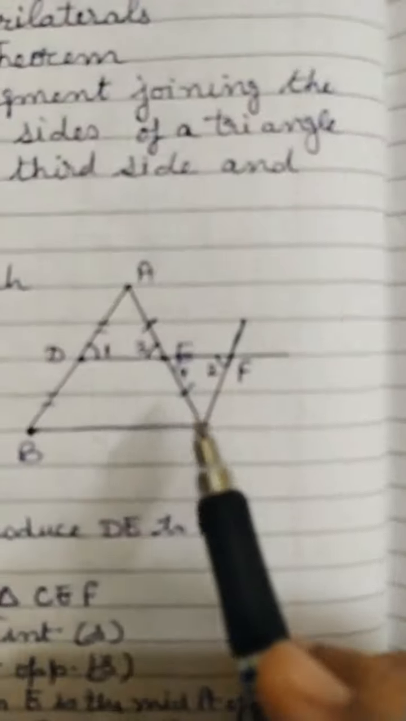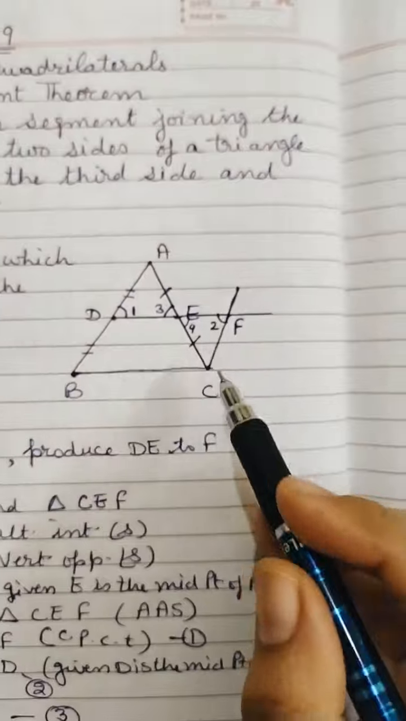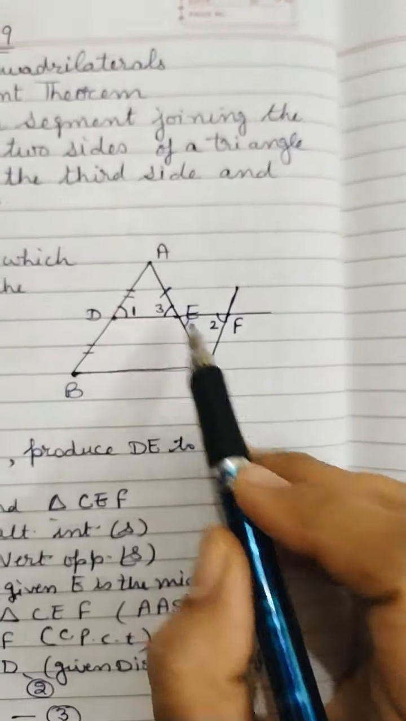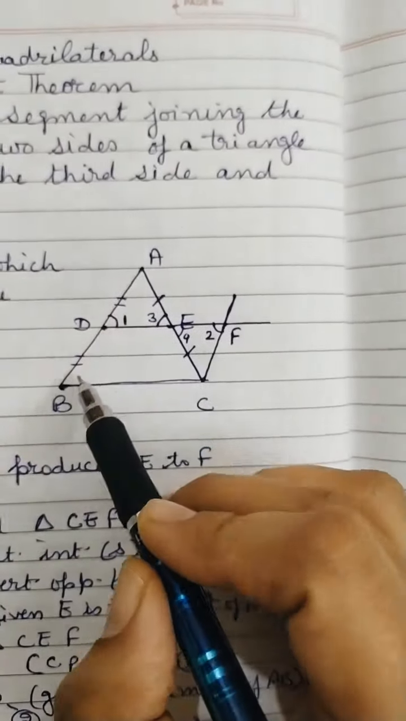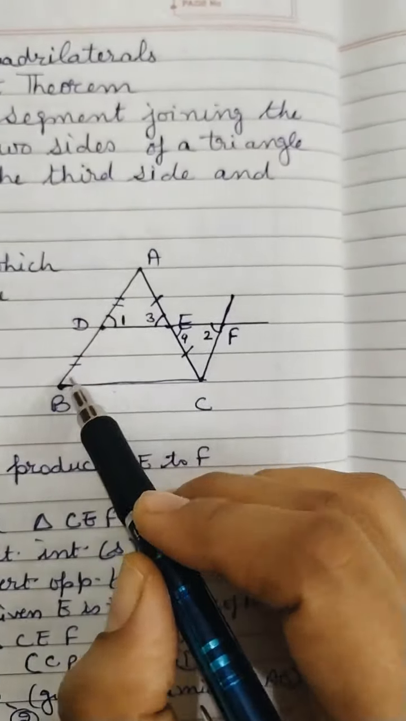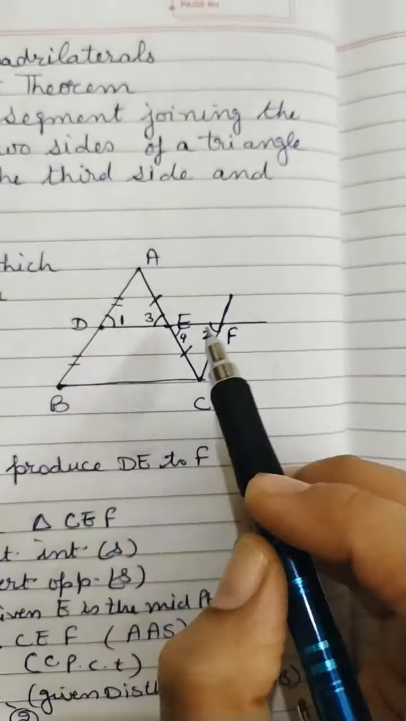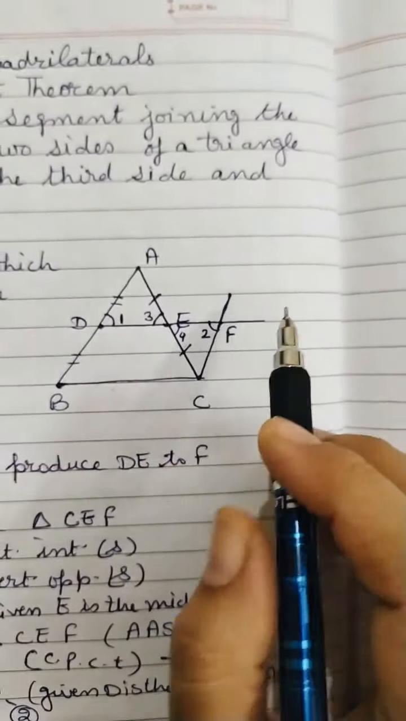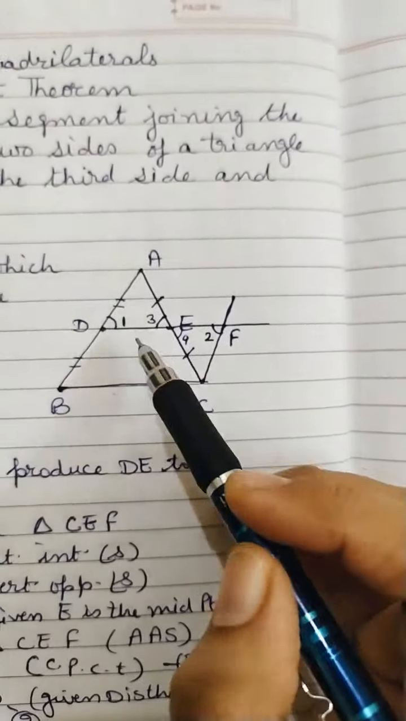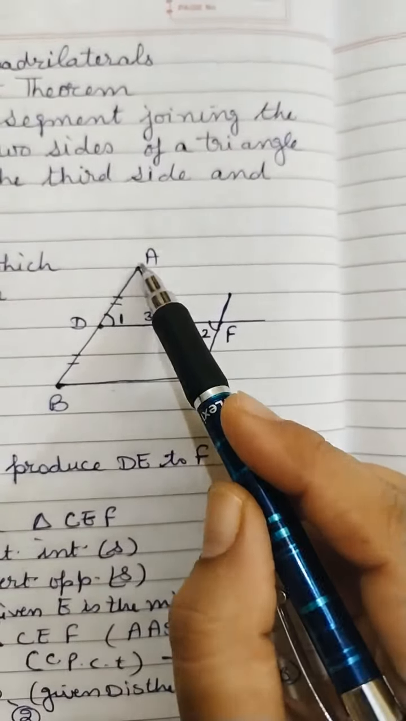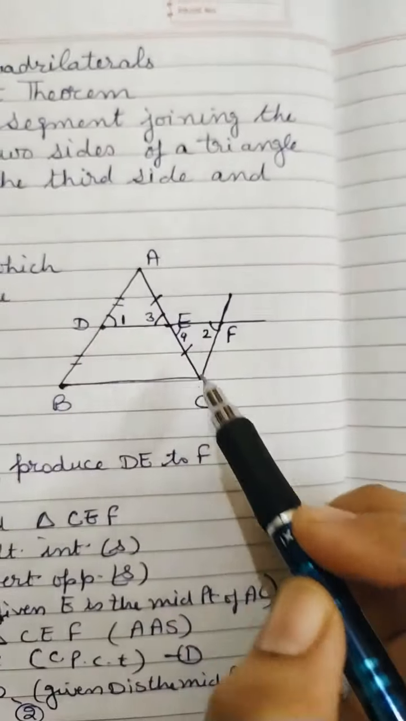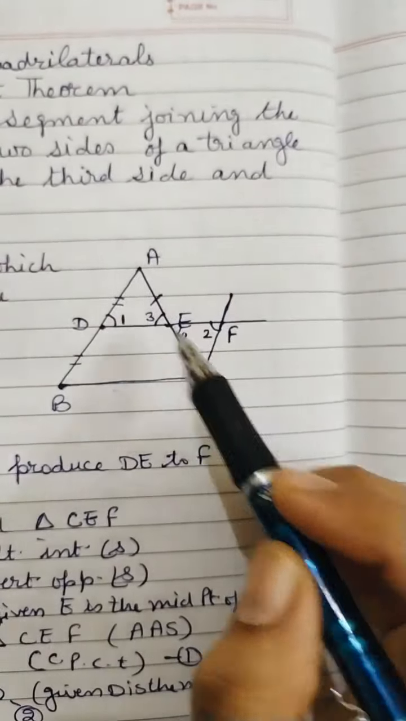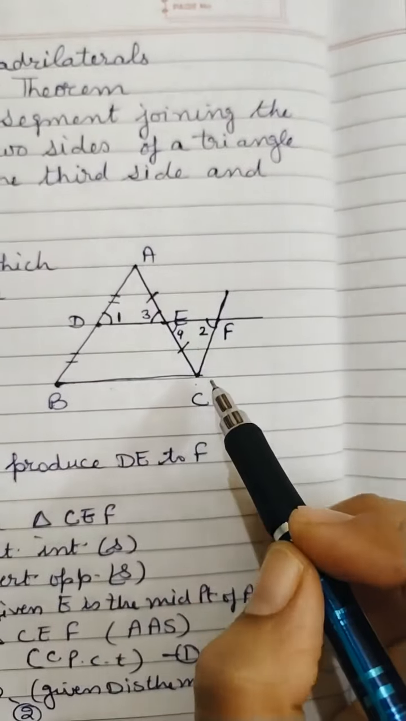See, in this triangle, if you have a closer look, first of all we want to prove that these two triangles are congruent. Now we will see, this is given: if D is the midpoint of AB, then AD is equal to DB, and if E is the midpoint of AC, then AE is equal to CE. This is already given to us. And also, by construction we have done that AB is parallel to CF, so these are two parallel lines and AC is a transversal.